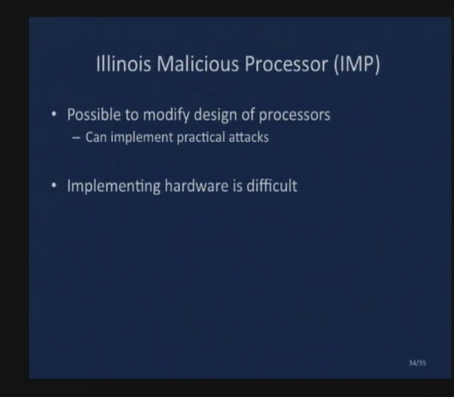So one of the first things that I'm going to talk about, just very briefly, is a project called the Illinois Malicious Processor Project, or the IMP. What we showed is that it's possible to modify the design of a processor to implement very practical attacks. The key insight is that you can build a small piece of hardware that serves as a foothold for your overall system level attack.